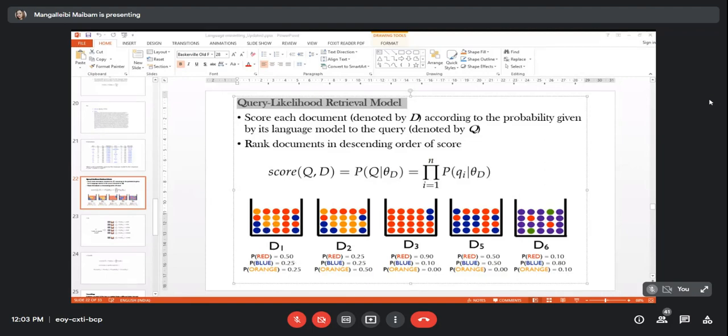You can see here how the probability distribution calculation is already done. 1, 2, 3, 4, again 5. So 5 divided by 20, 1 by 4, is equal to 0.25. Similarly, orange is also calculated for D1. Then for D2, we find the probability for red, blue, and orange, and for D3, D5, D6. These are just some document IDs given. Now let us find the score.